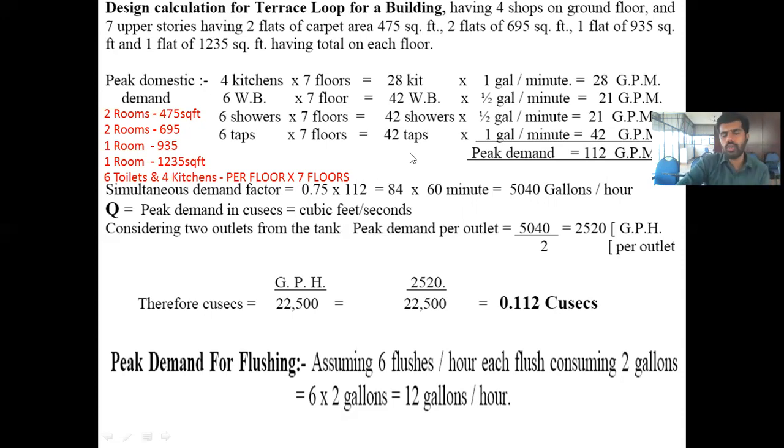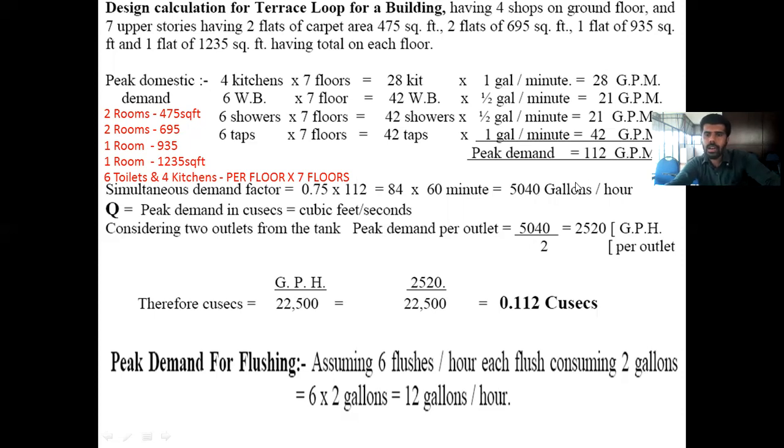Taps also, you have 42 taps, and 1 gallon per minute is the flow. So 42 gallons per minute is the demand for the taps. Now we have to add all these things. So 28 plus 21 plus 21 plus 42, we get almost 112 GPM. 112 GPM is the peak demand.